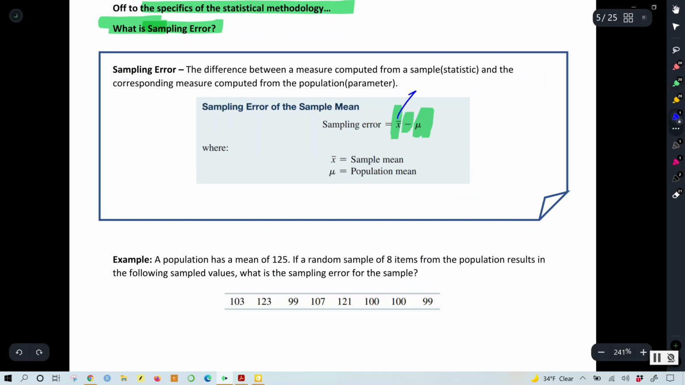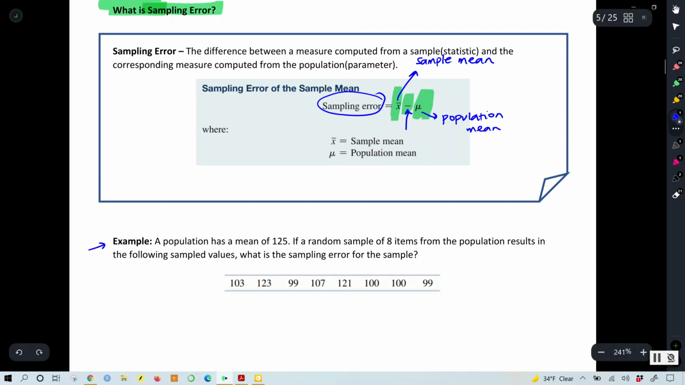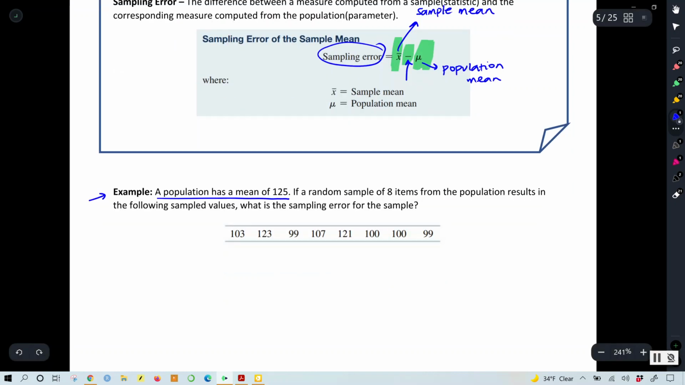In other words, if we take the sample mean and we also have the population mean, and we take the difference between these two quantities, that will constitute your sampling error. To illustrate, take the first example. We're told that the population mean is 125, because this question says a population has a mean of 125. So that would be the population mean. I can make a note of that here. The mean is 125 based on the population.